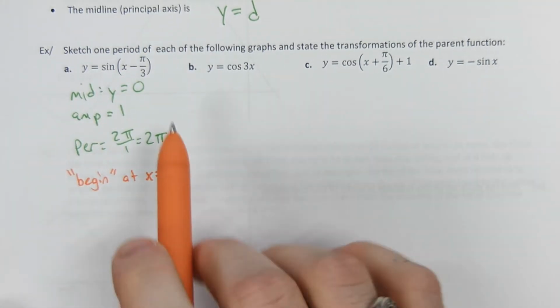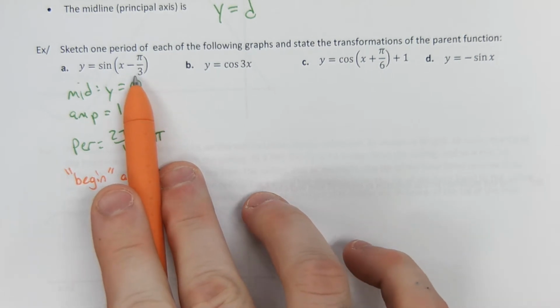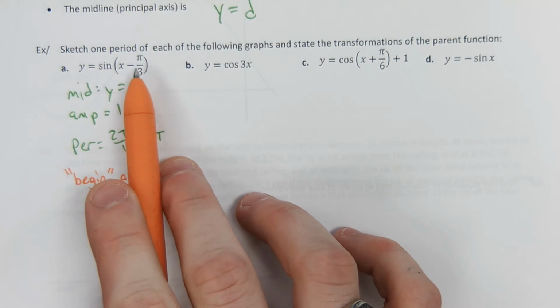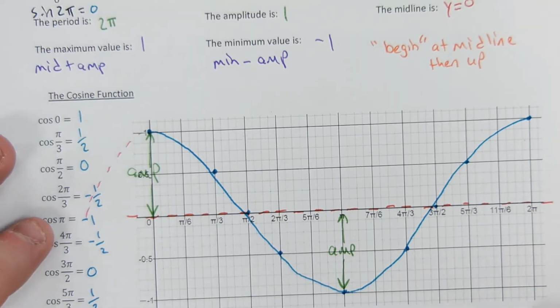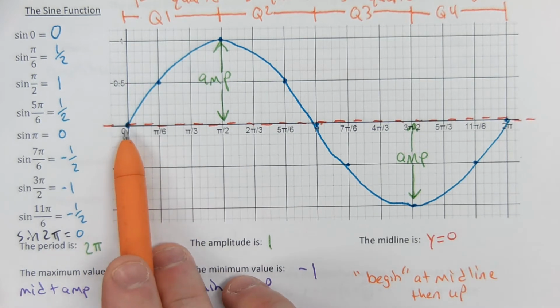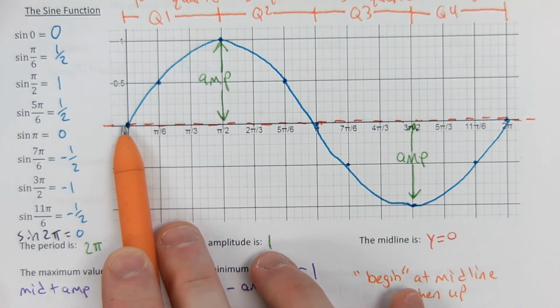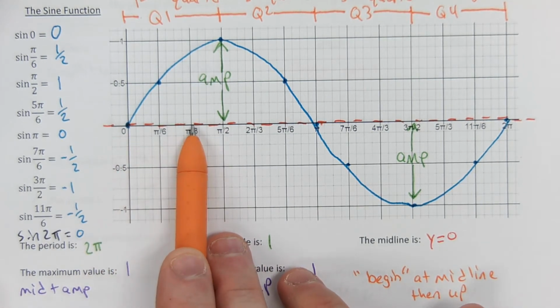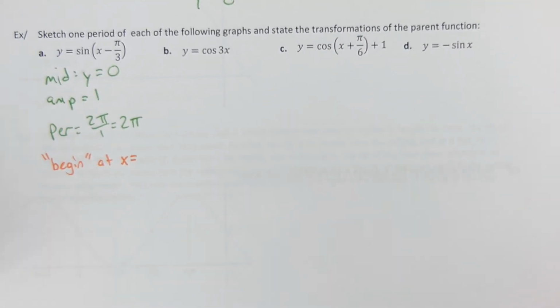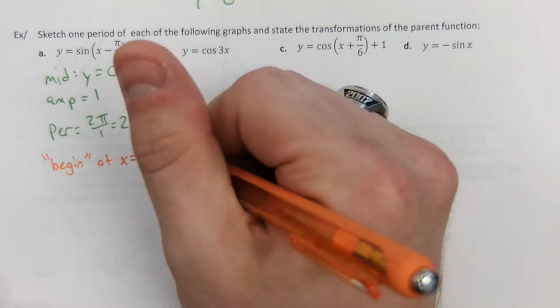So we know that this is a shift pi over 3 units to the right. That means this sine wave that is supposed to begin at its midline and then go up will not start at 0, 0. It has to shift to pi over 3 and then head up. Basically, it's the exact same verbiage that we use anytime we're talking about what makes the inside of the parentheses equal 0. It's literally what makes the inside equal 0. That's where you always want to begin.